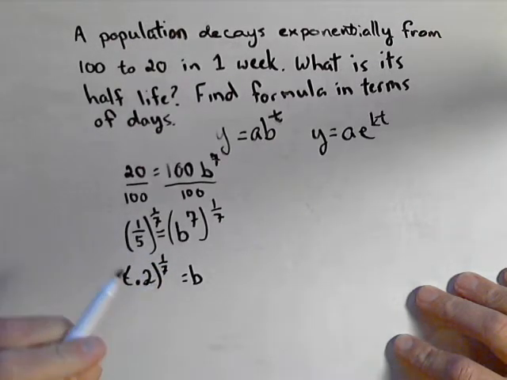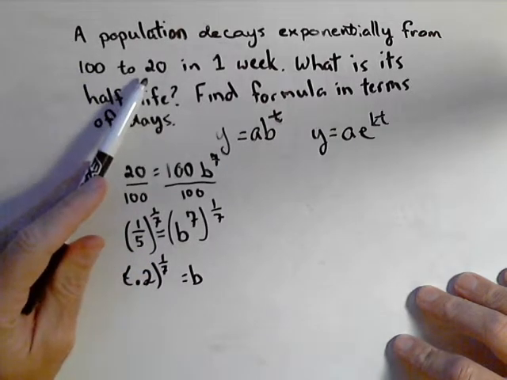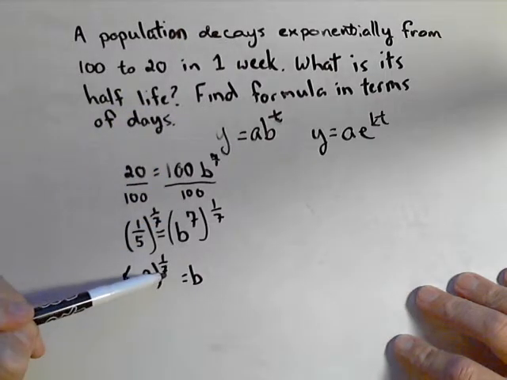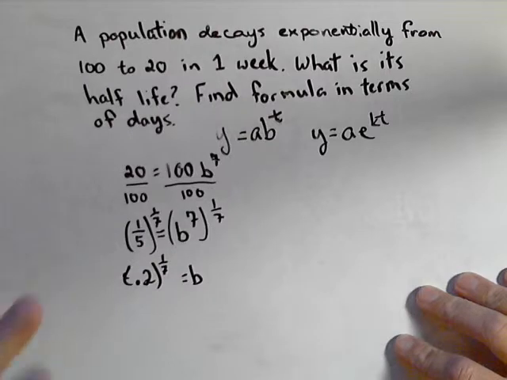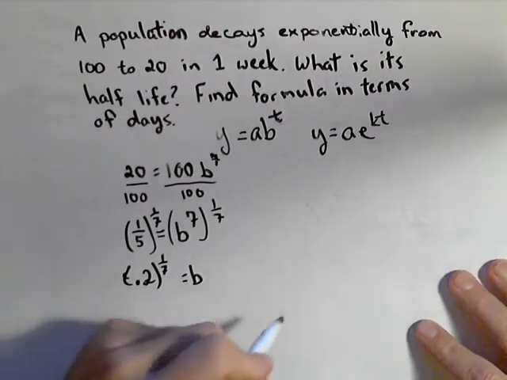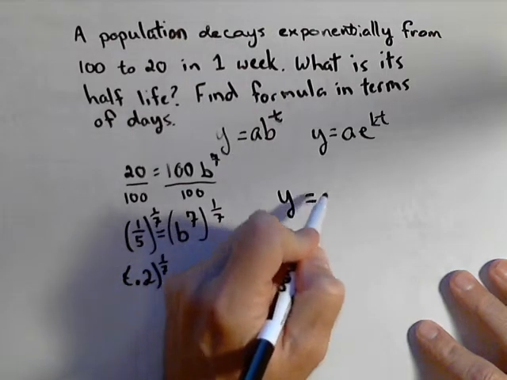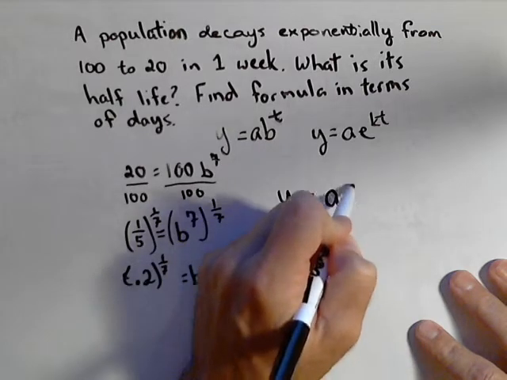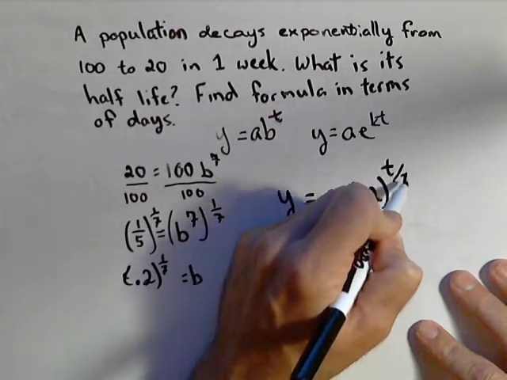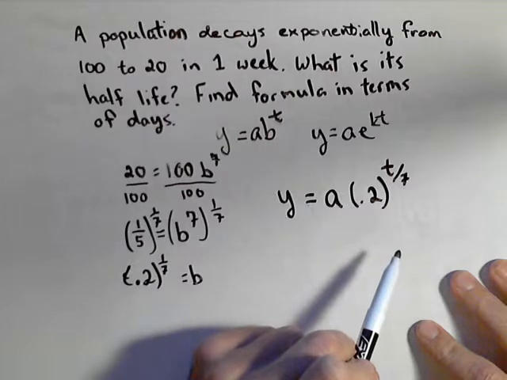Let's think about why this makes sense. It's going from 100 to 20, so there's 20% left in 7 days. So 20% remaining in 7 days gives us our base. So we can actually make the model now. Now that we know B, our model is going to look like y equals some initial amount times 0.2 to the T over 7, because we know it decays to 20% in 7 days.